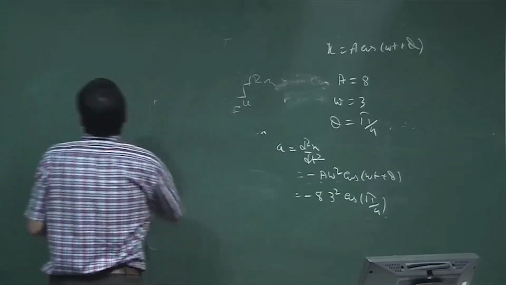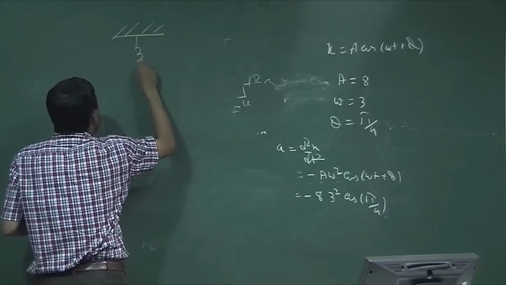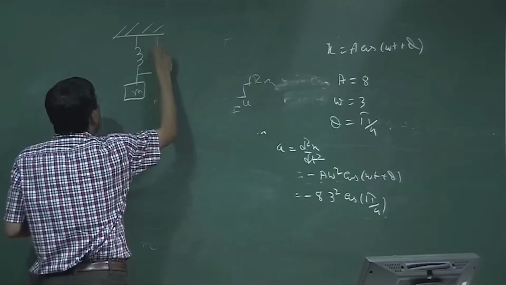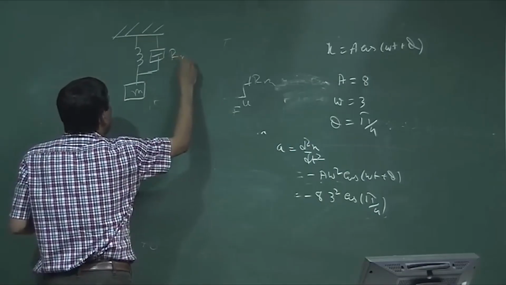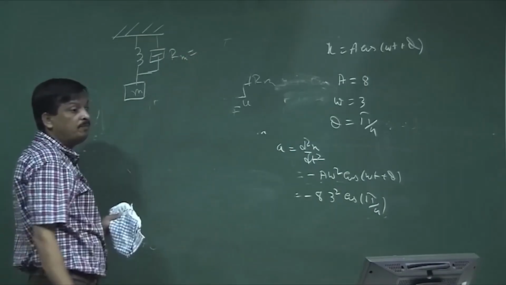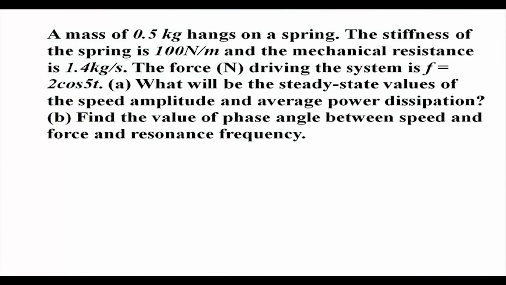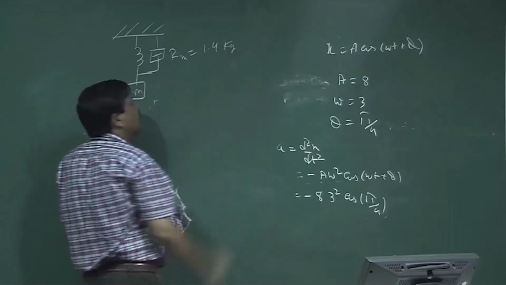So, a mass is hanging. A spring will be there, a mass M is hanging, and a mechanical resistance is given. So, Rm is equal to, what is the unit of Rm? Either kg per second, or Newton meter per second, or Newton second per meter. So, Rm is equal to 1.4 kg per second.